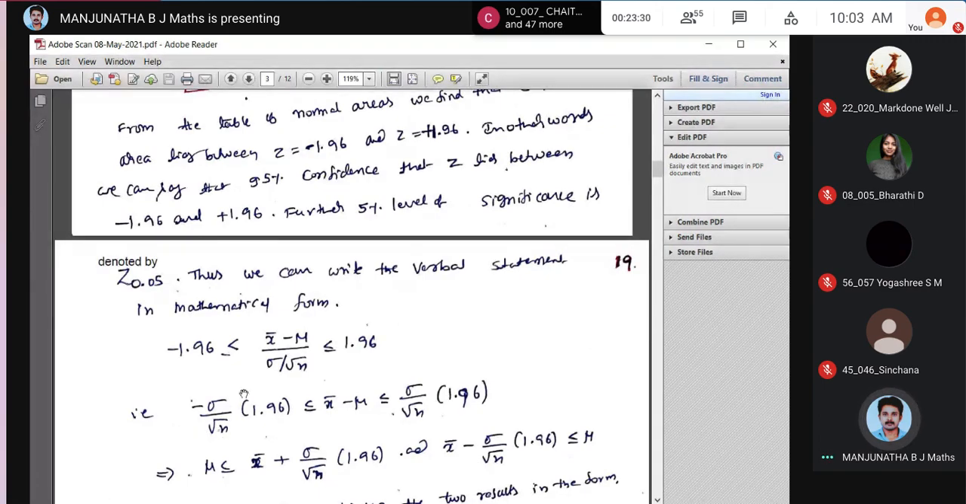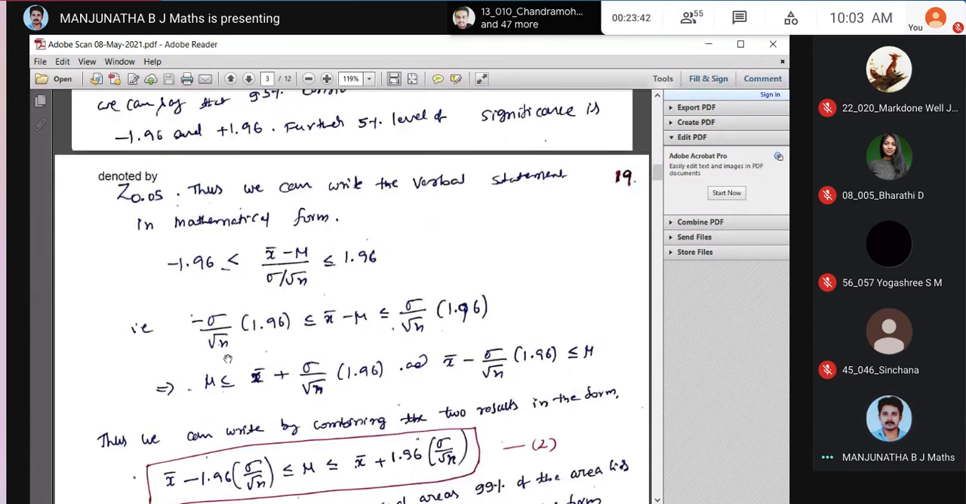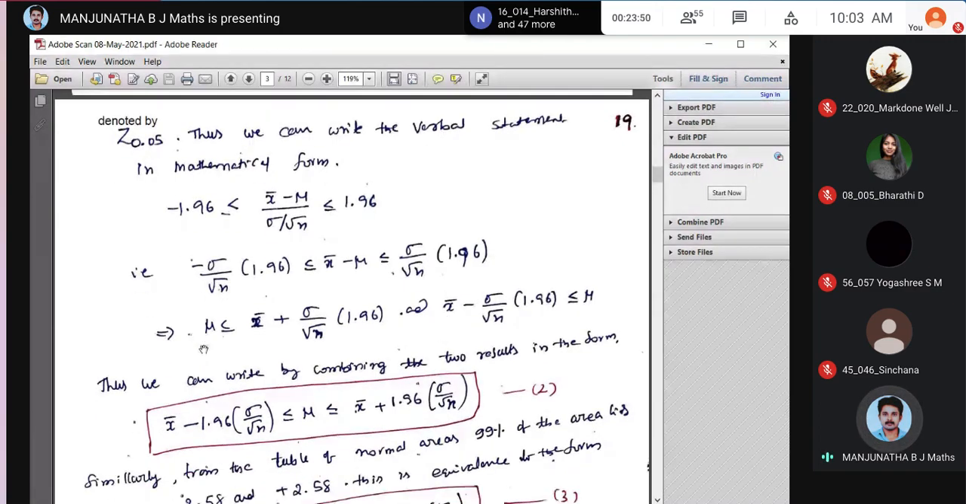Minus 1.96 is less than or equal to z, which is less than or equal to 1.96. What is z? z is x bar minus mu divided by sigma divided by square root of n. If you simplify this, minus sigma by root n into 1.96 is less than or equal to x bar minus mu, which is less than or equal to sigma by root n into 1.96. Therefore, mu is less than or equal to x bar plus sigma divided by root n into 1.96. Mu again on the right, so bringing this to the left-hand side, x bar minus sigma divided by root n into 1.96 is less than or equal to mu.